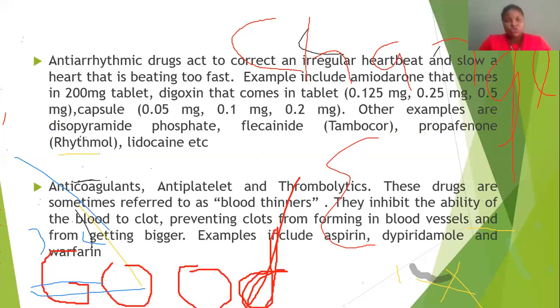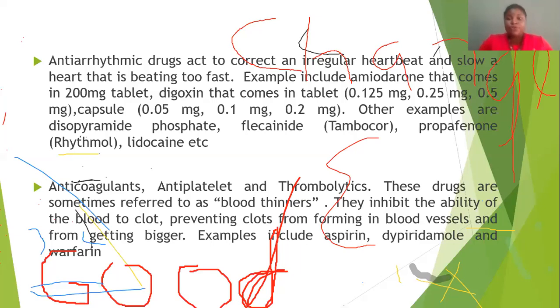This drug acts to correct irregular heartbeat, and heartbeat that is beating too fast. Examples of this antiarrhythmic drug include amiodarone. It comes in tablets. And digoxin is very common. That is the commonest one that we use. It's an antiarrhythmic drug. Digoxin comes in tablet.